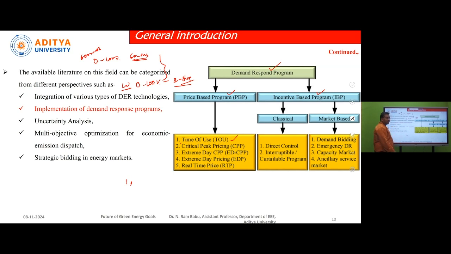Let us take another example, a fan. If you turn on the fan for 3 hours, our energy consumption will cost around 10 rupees. Like that, the price based program is directly related with usage. If the usage is very high, the amount of consumption or the amount of pricing is also very high. Next one is critical peak pricing.